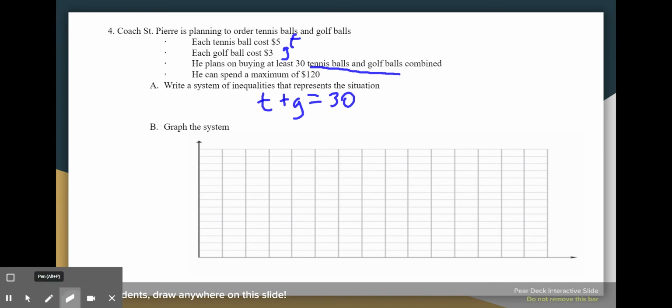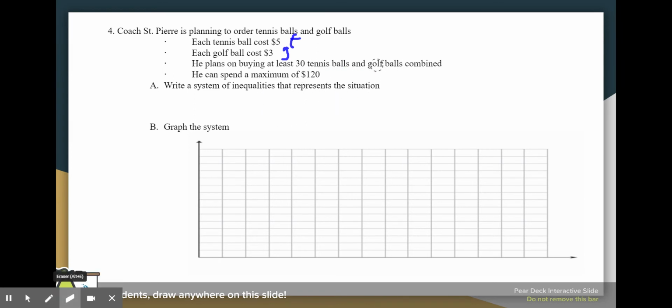Actually, let's just make them X and Y. That would make it easier for y'all. So we're going to make tennis balls X and golf balls Y. So we know X plus Y, if it's at least 30, is going to be greater than or equal to 30.